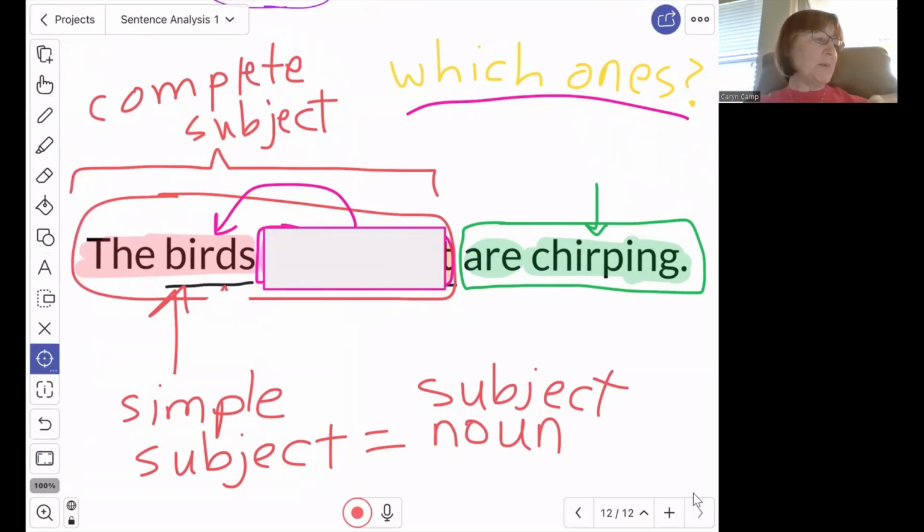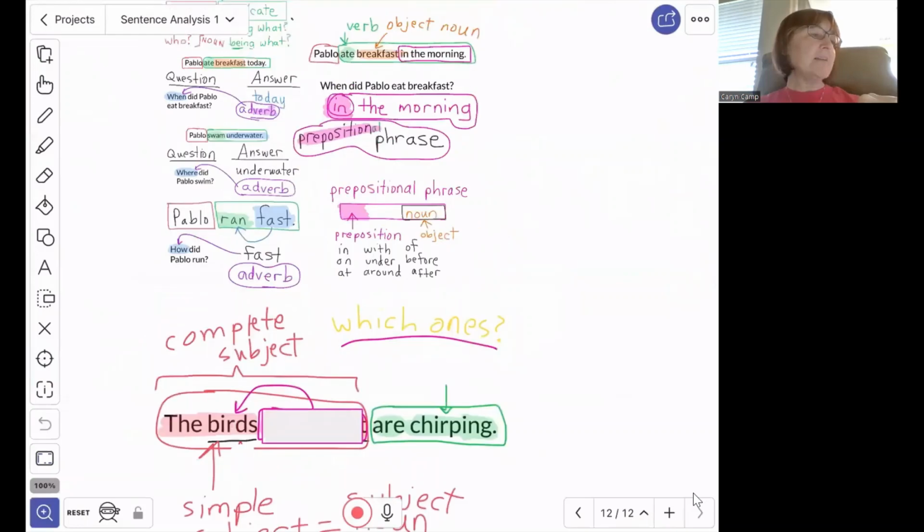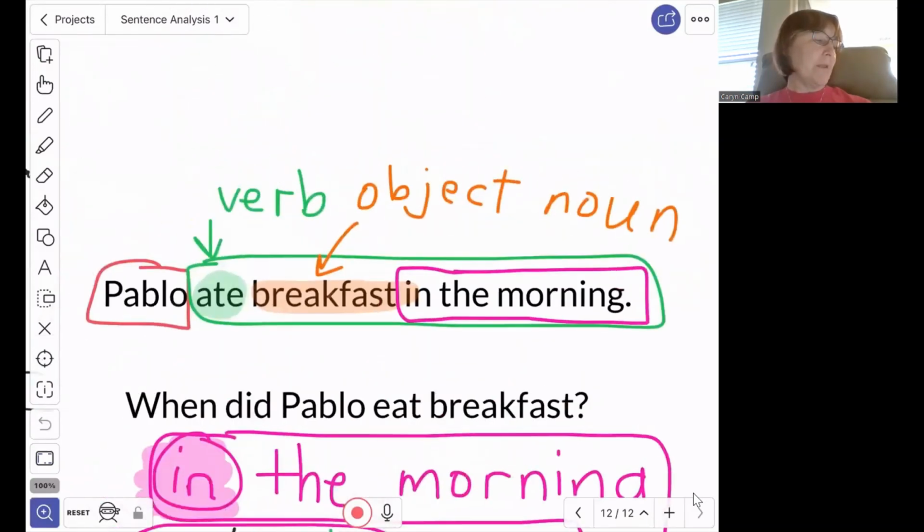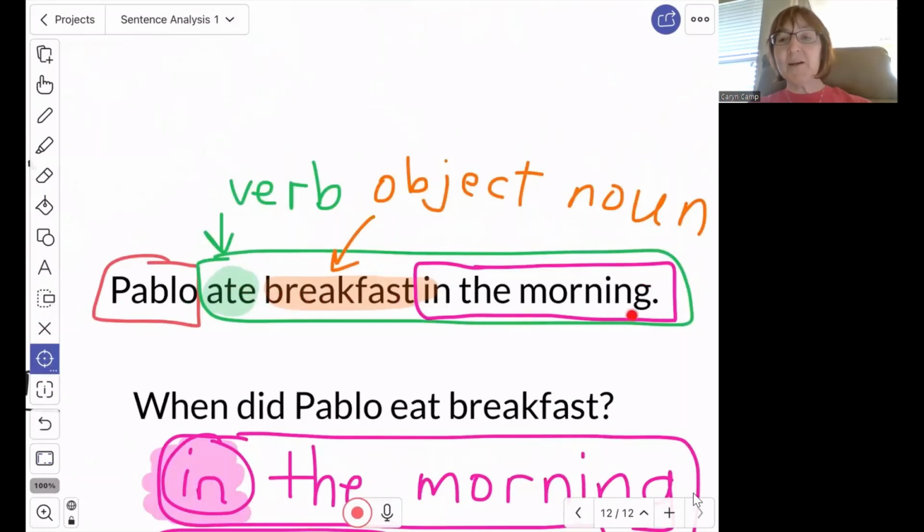We did not talk about the difference between a complete subject and a simple subject. But just remember with a sentence, you can slice it in two. You can have a red box and a green box. That's the complete subject and the complete predicate. Inside those two boxes, the most important words are the subject noun and the verb. The subject noun we call the simple subject, and the verb we call the simple predicate. So when we look at this, for example, our complete predicate is ate breakfast in the morning. The simple predicate would be just the verb ate.